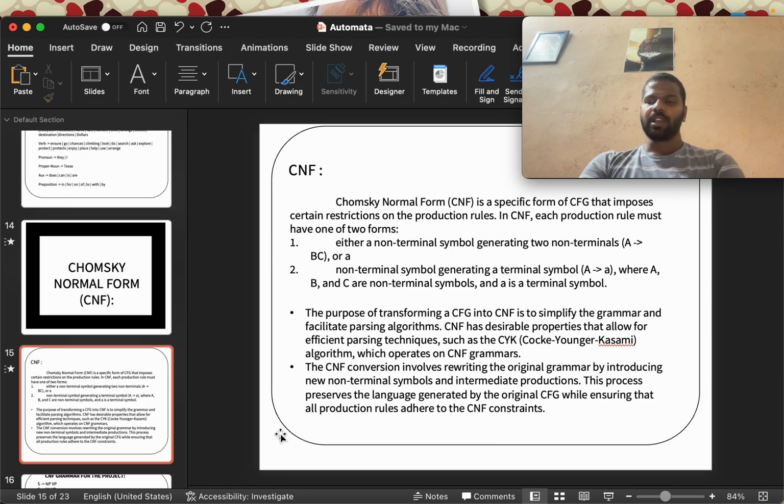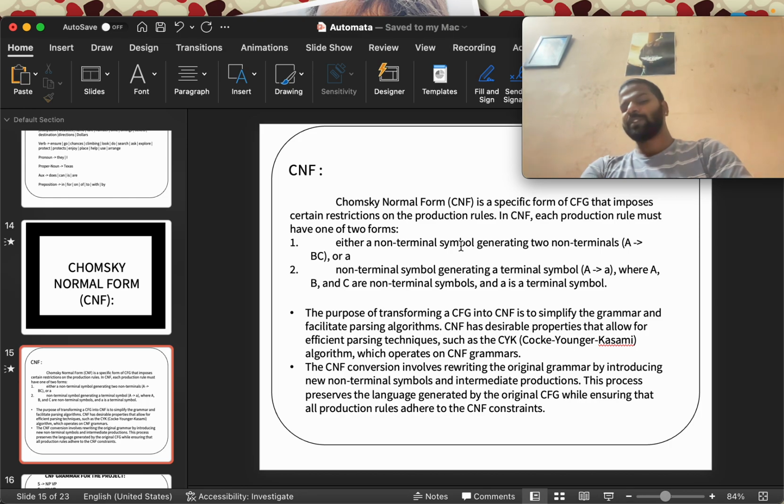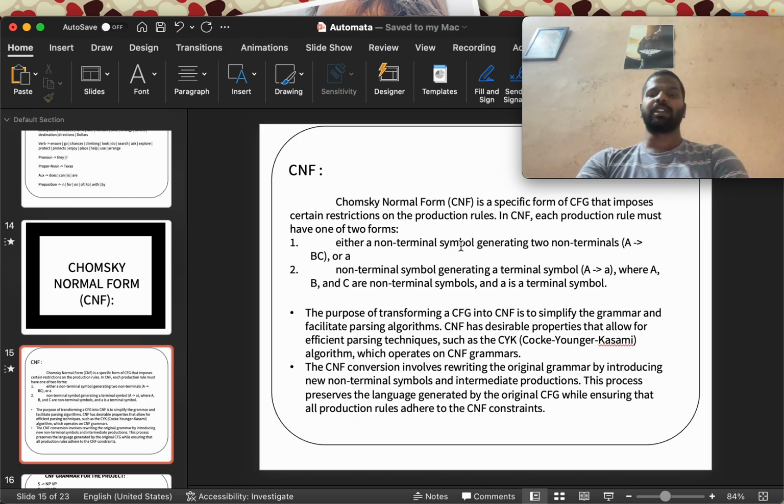And the third rule is replacing terminals on the right hand side with non-terminals and creating new productions. And step 4 is replacing the number of non-terminals on the RHS by creating new productions, that is, either a non-terminal symbol generating two non-terminals. The purpose of transforming a CFG into CNF is to simplify the grammar. So we can say that the conversion of CFG to CNF is the simplification of grammar.